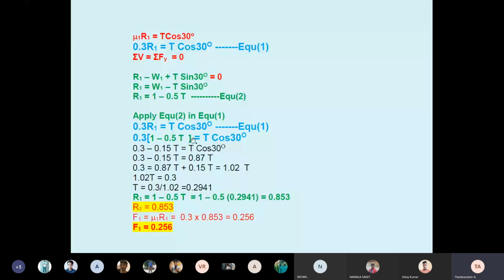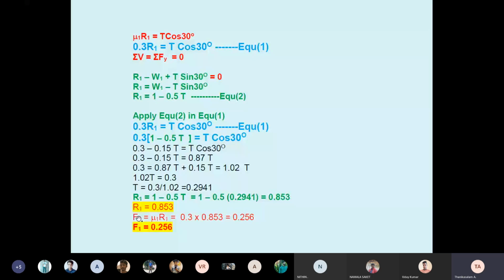After you got T, apply equation 2: R1 equal to 1 minus 0.5 T. Therefore, 1 minus 0.5 into 0.294, the T value we got. Therefore, R1 is calculated. R1 means the reaction. Okay, when you got R1, you calculate F1.